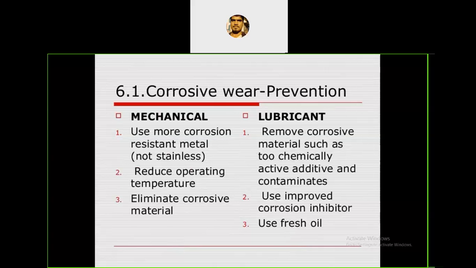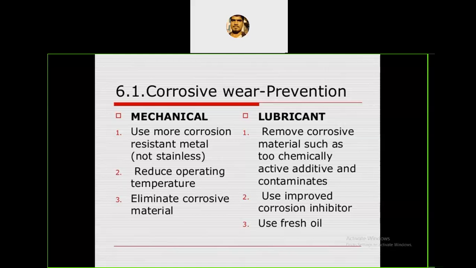It can be reduced or prevented by, first, using more corrosion resistant material. That material itself has more corrosion resistance. For example, if you go with ceramics or polymers, the corrosion is very less. If you go with aluminium, the corrosion is very less. But if you go with steel, corrosion is more. So go with a corrosion resistant material. Preferably not stainless steel, but instead of stainless steel, you can go with ceramics or any other material.